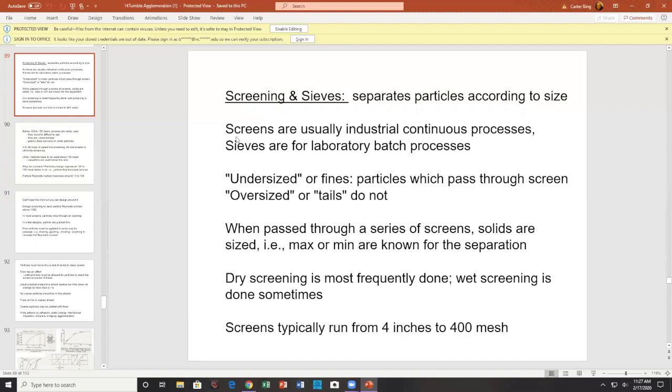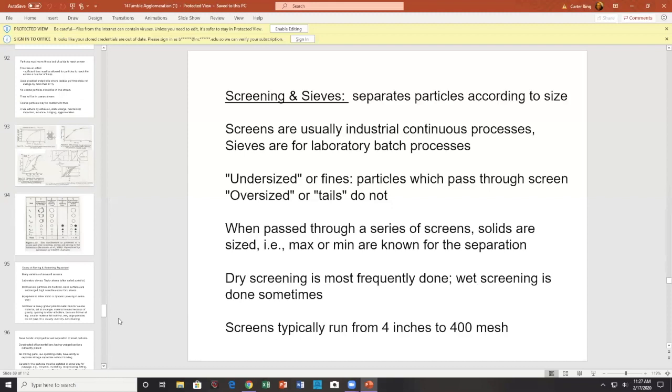Screens are usually used in industrial continuous processes. Sieves are for a laboratory. So you have screens and sieves, just call them screens. Undersized are fines, which pass through. Oversized or tails do not. When passed through a series of screens, solids are sized. Dry screening is most frequently done, but wet screening is sometimes out there. Screens typically run from 4 inches to 400 mesh. And here's a picture of screens.